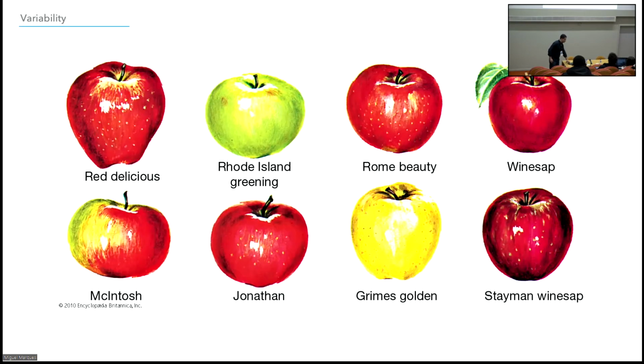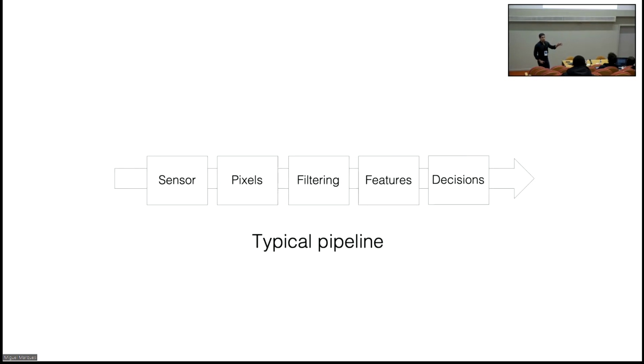So this is one of the reasons that for a long time, computer vision was somewhat limited in the scope and somewhat limited in the results that it could achieve. Nevertheless, the typical pipeline that you'll see in computer vision systems or applications, even today, follows this path.